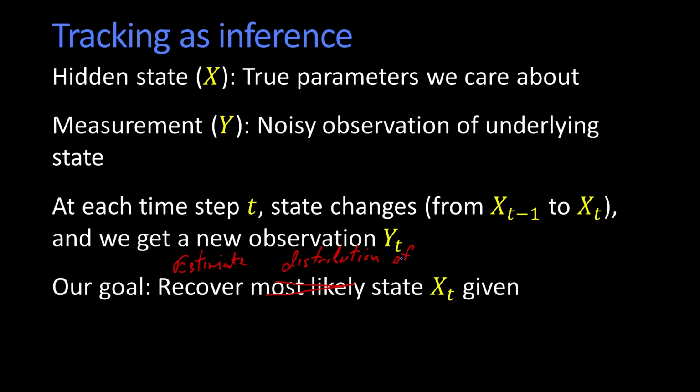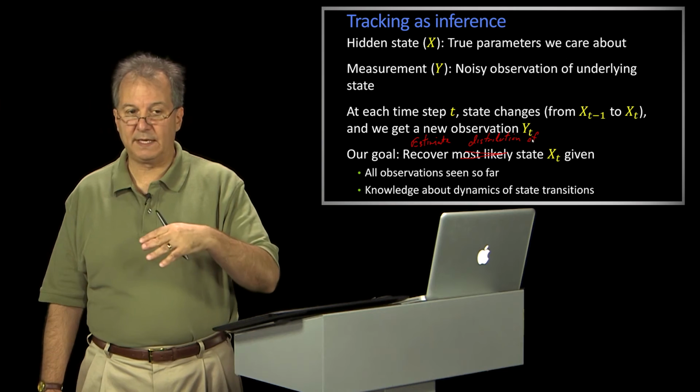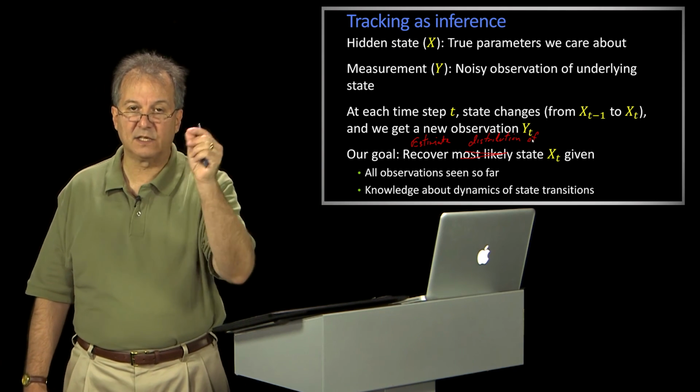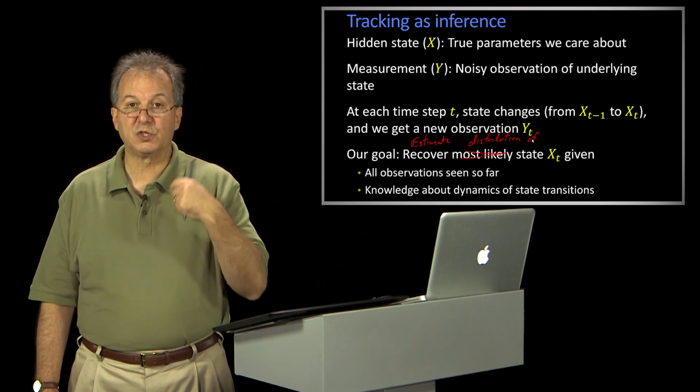And so your goal is to recover or estimate this distribution given, first of all, everything you've seen so far, right? So you've been taking measurements all along since last Tuesday. Where is this thing now? And the other thing that was given to you was some knowledge or some model of the state dynamics. That is how this thing moves. Now, you may have to estimate some of the parameters, but I'm going to assume that this thing has a particular velocity and the acceleration is just some noise. That would be a model that you're going to assume is known.